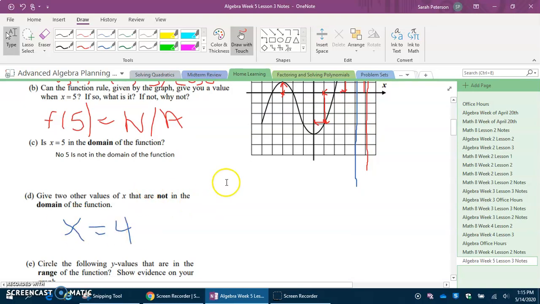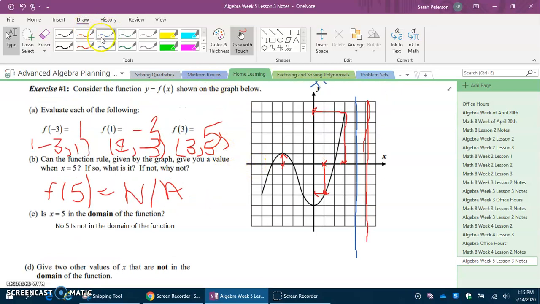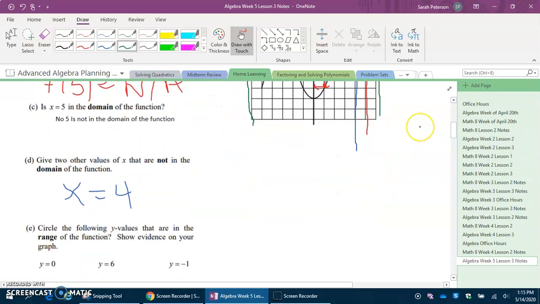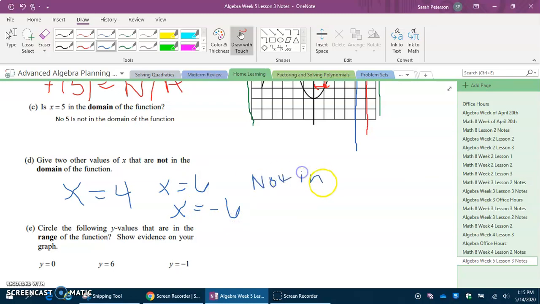And then another place we could look, there's two other possible ones. One is right here when x is 6, or on this other side when x is negative 1, 2, 3, 4, 5, 6. So negative 6 or positive 6. So when x is 6 or x is negative 6, these numbers are not in the domain. They're not in the input of this function we have on our graph.